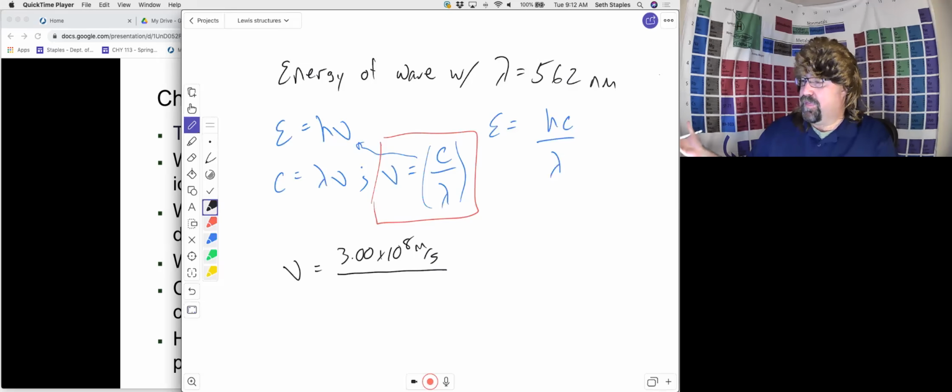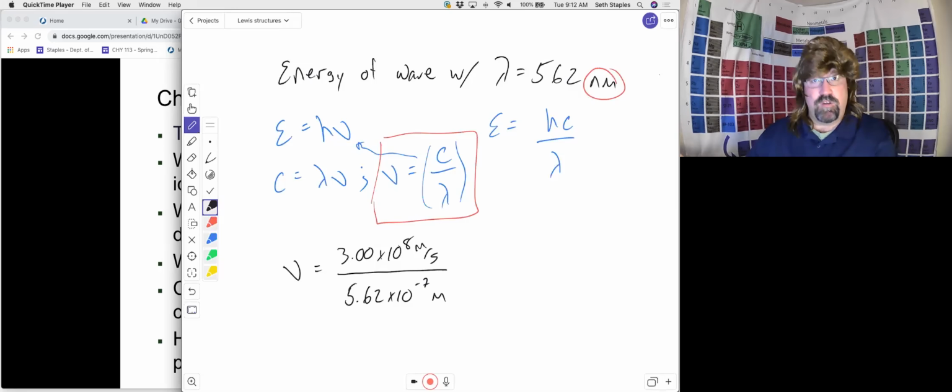over the wavelength. Now, the big thing to remember here, and one of the most common mistakes that I see in this type of problem, is that in this light equation, your wavelength has to be in meters. However, quite often we are given wavelength in nanometers or in different units. So we must convert this first before we put this into our light equation. And so when we convert 562 nanometers over to meters, we get 5.62 times 10 to the negative 7th meters.